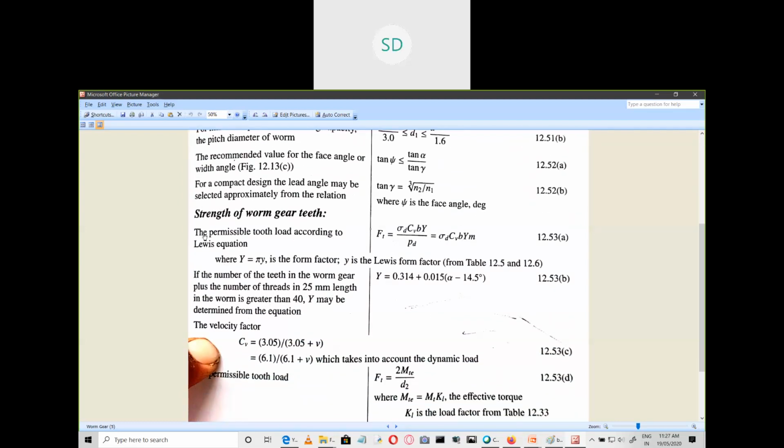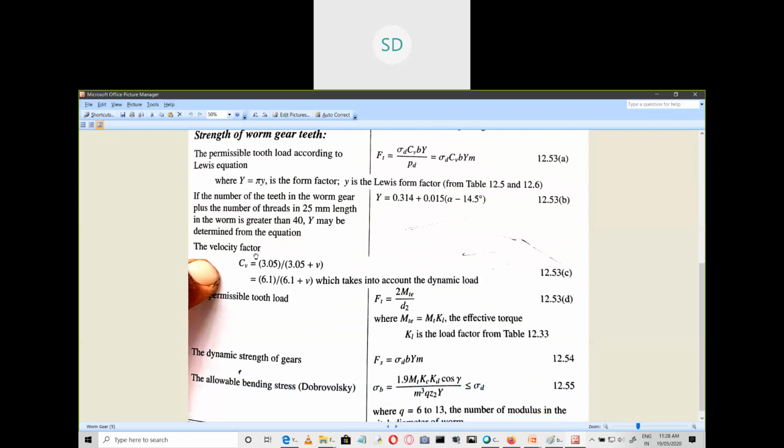The permissible tooth load according to Levy's equation is the same: Ft equals sigma d Cv b capital Y divided by Pd here, or you can go for sigma d Cv b capital Y into m. Now Pd is what? It is the diametral pitch here.